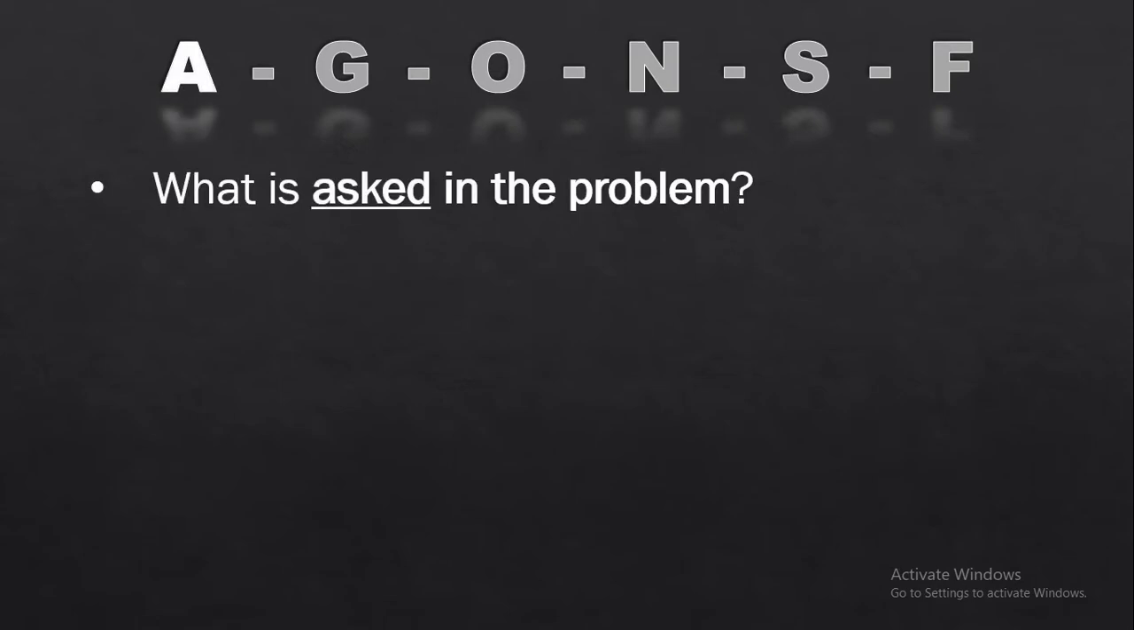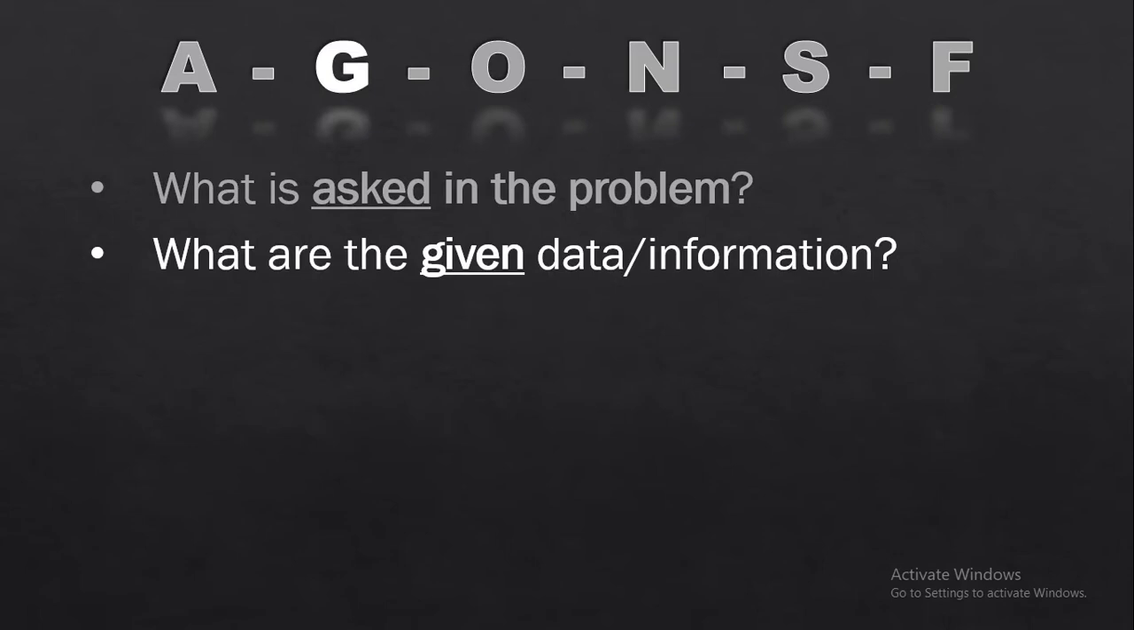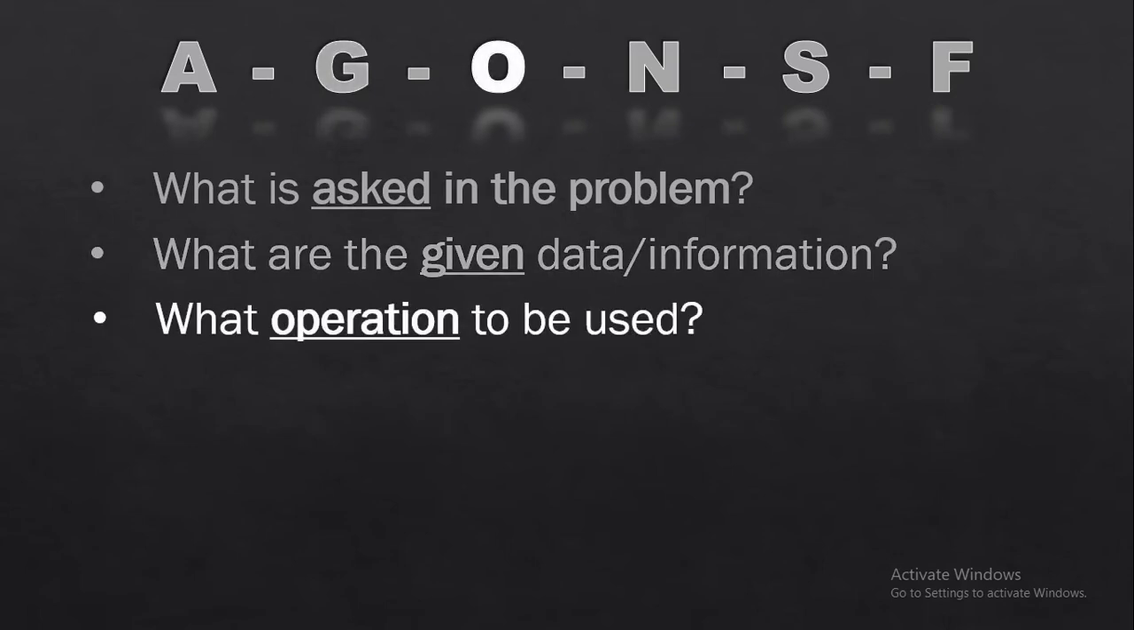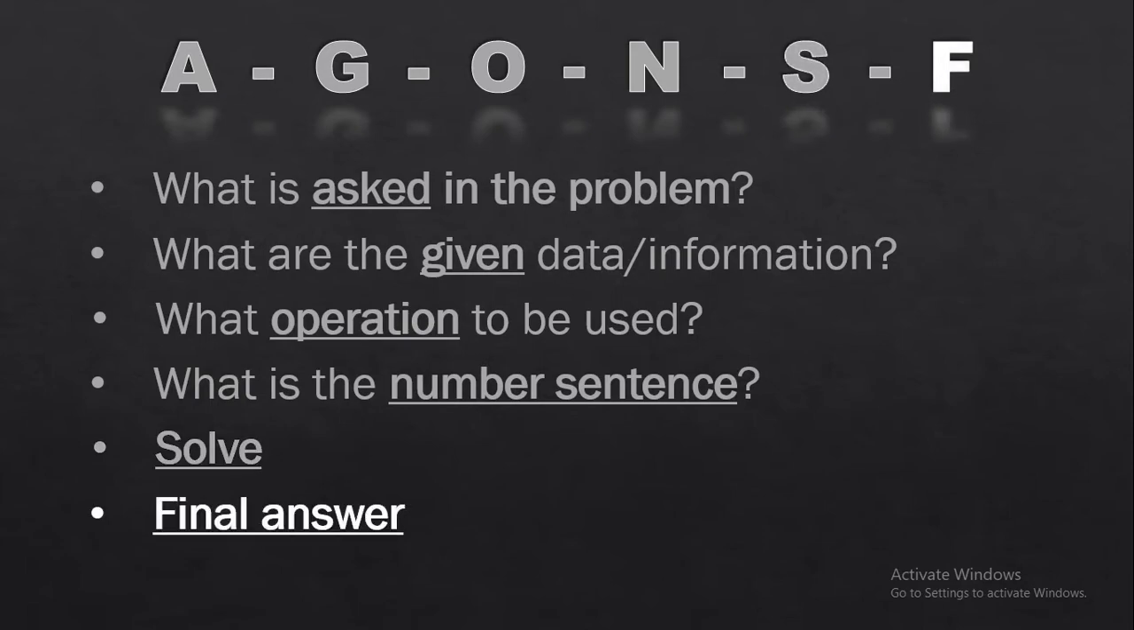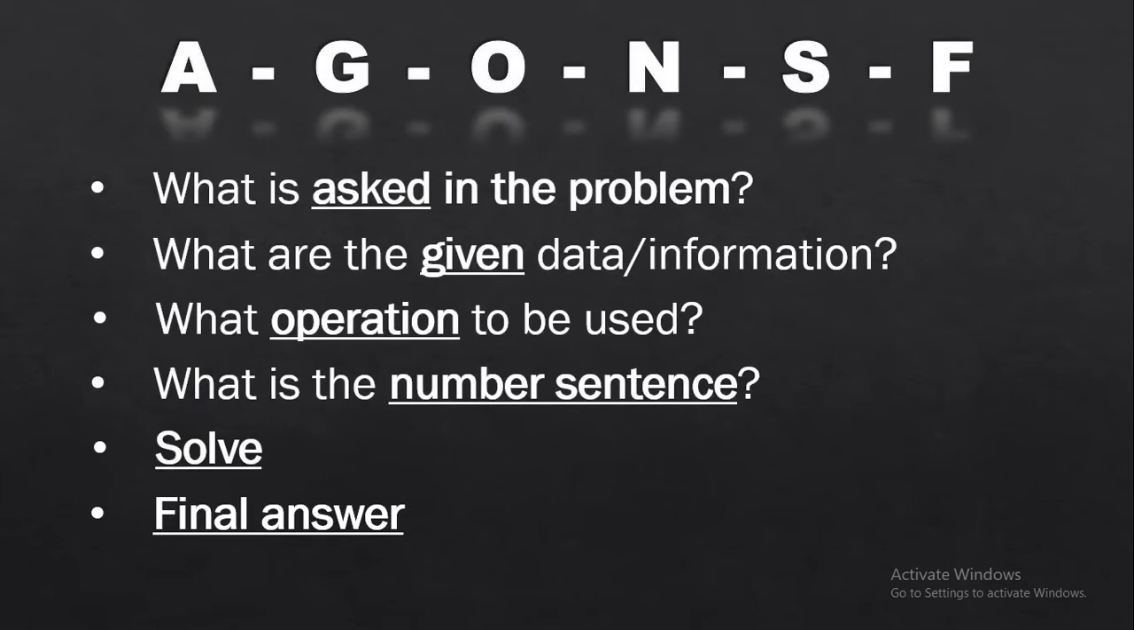Pero ano nga ba yung ibig sabihin ng Agon's F na yan? Agon's F is an acronym for what is asked in the problem, what are the given data or information, what operation to be used, what is the number sentence, solve or the solution, and then the final answer. That is what the Agon's F stands for. Now let us use this method dun sa problem. Try natin kung effective.